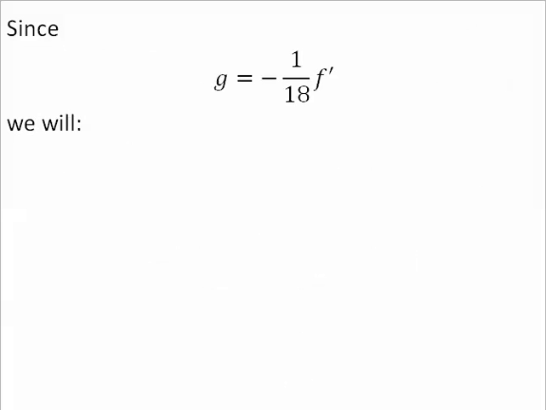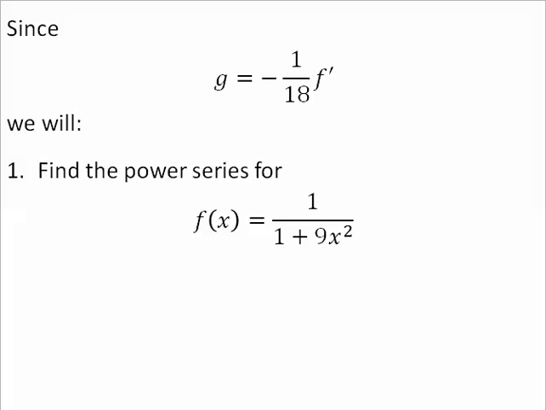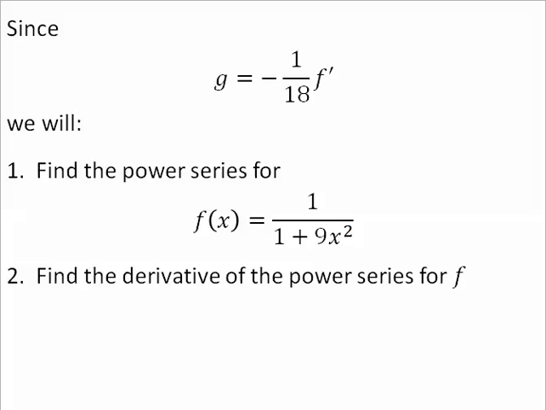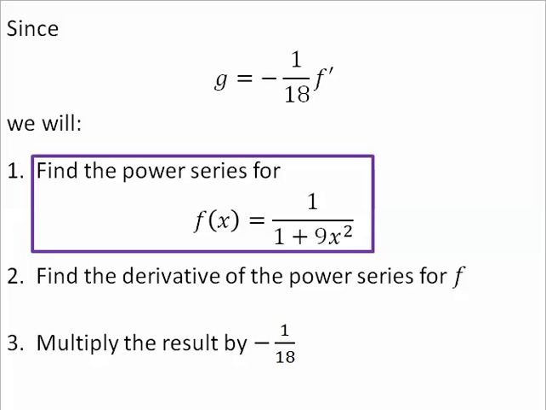All right, so this is what we're going to do. We're going to find a power series for F. Then we're going to find the derivative of the power series for F. And then we're going to multiply the result by negative 1 over 18. So you have the strategy. All right, so let's find the power series for F.